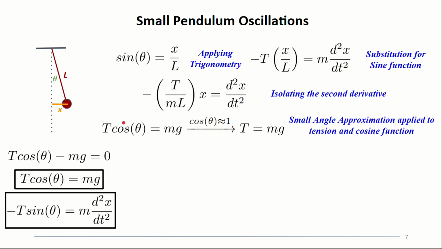And then, now I'm ready to apply the small angle approximation to the tension and also the cosine function. So what does that mean? Now we're going to be focusing on this one here. So this is the black box equation. And we know T cosine theta is equal to mg. But since we're dealing with very small angles, it is okay for us to assume that cosine theta is approximately 1. And if we do so, we can say that tension is equal to mg in this case.